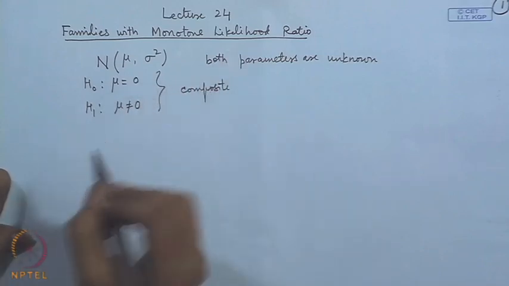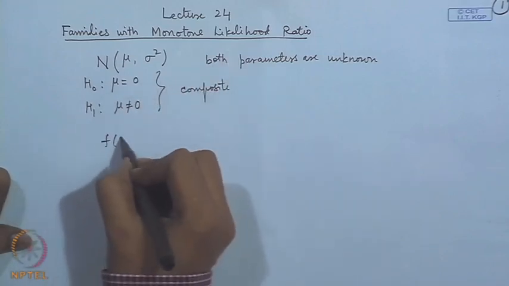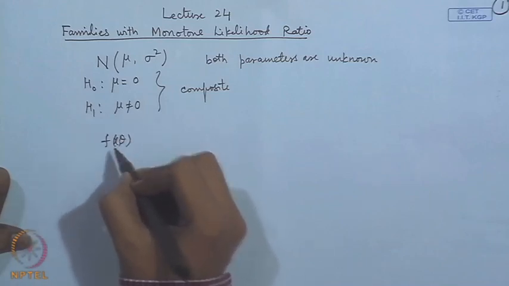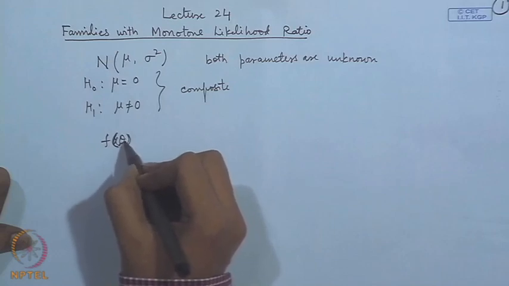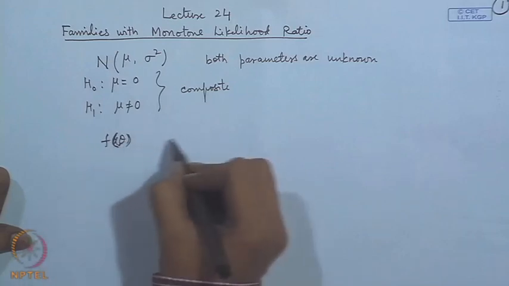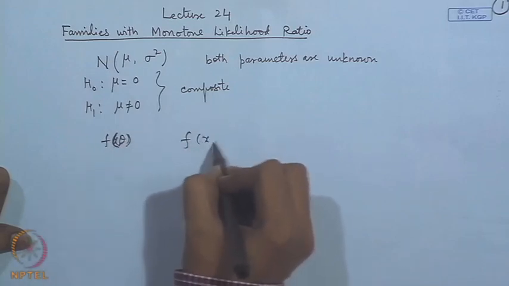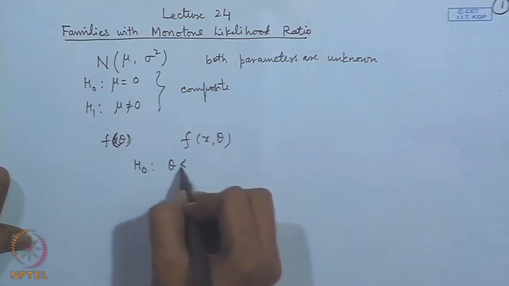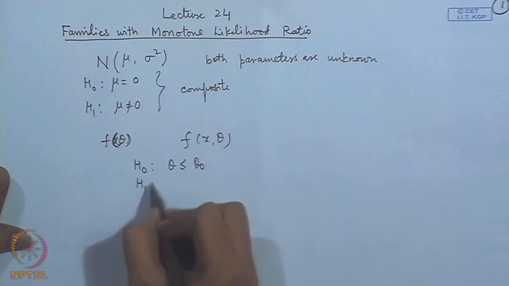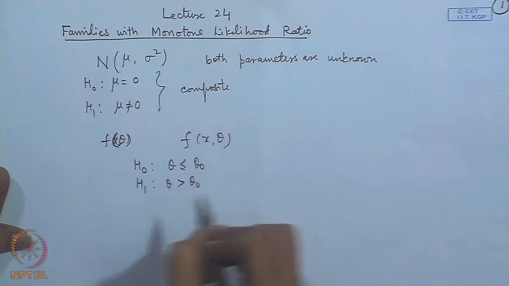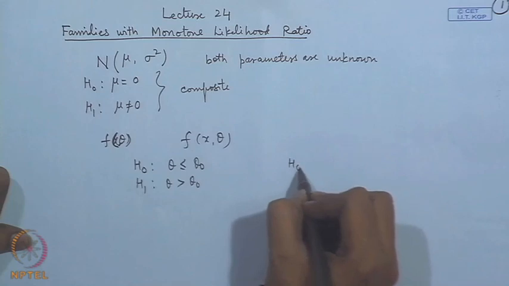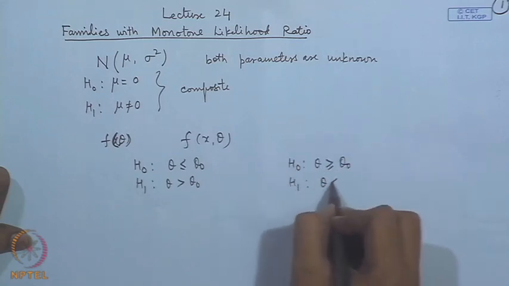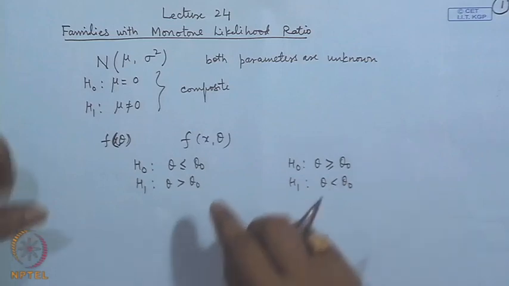The simplest composite hypotheses are of this nature, that we may have a one parameter family, say family of distributions with one parameter theta, say f x theta, and we may like to test about say H naught: theta less than or equal to theta naught against say theta greater than theta naught, or alternatively we may have say H naught: theta greater than or equal to theta naught against H 1: theta less than theta naught.